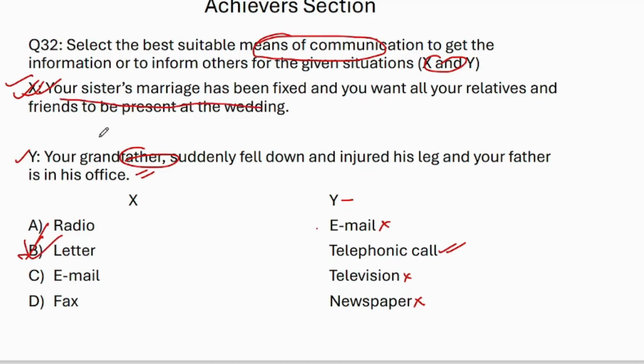Your sister's marriage has been fixed and you want all your relatives and friends to be present at the wedding. Probably you will send the letter, right? And then for situation Y, you will make a telephonic call. So option B is the right option.